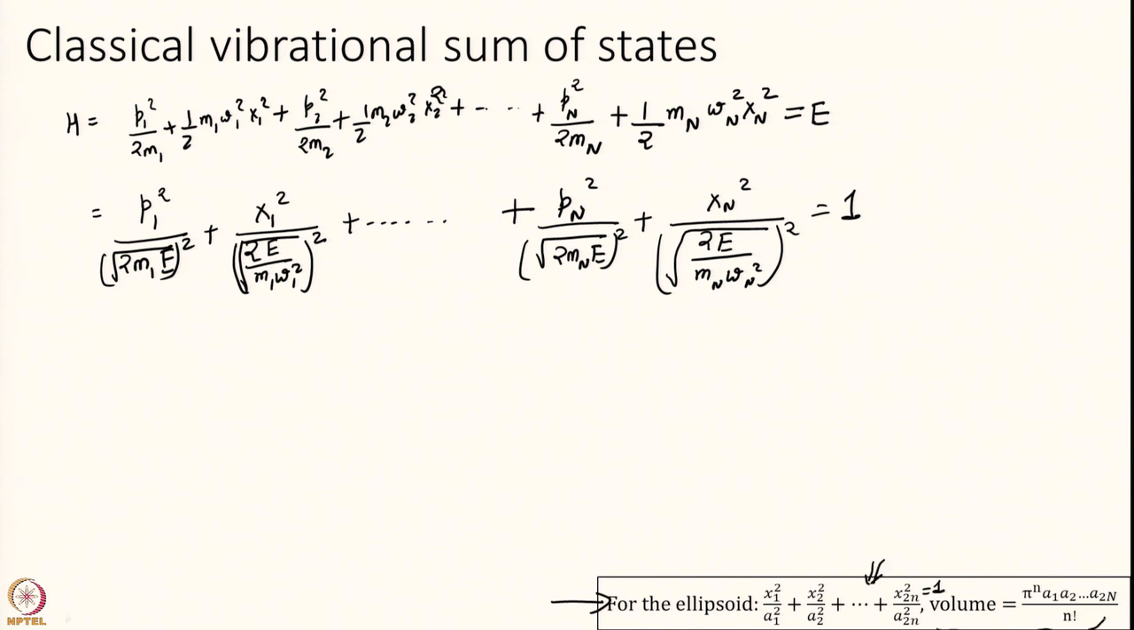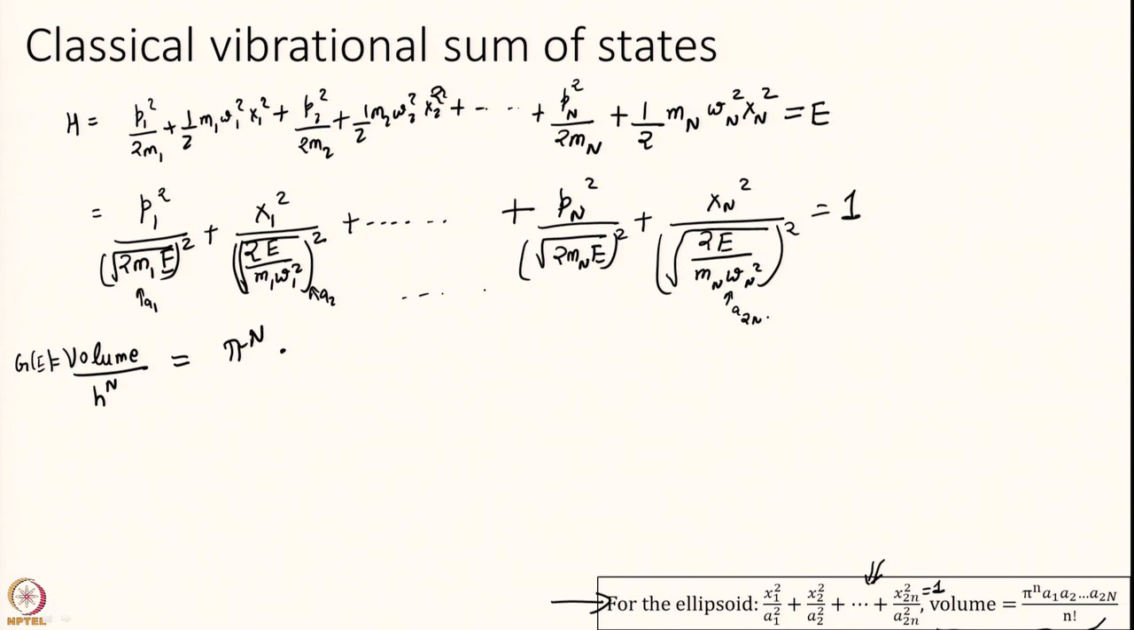It is a mathematical formula that we can assume. So, all we have to do is to use this formula. So, volume G is volume divided by h to the power of n. So, volume will be pi to the power of n into a1 into a2 into a3, where this is my a1, this is my a2 dot dot dot, this is a2n. I have 2n variables.